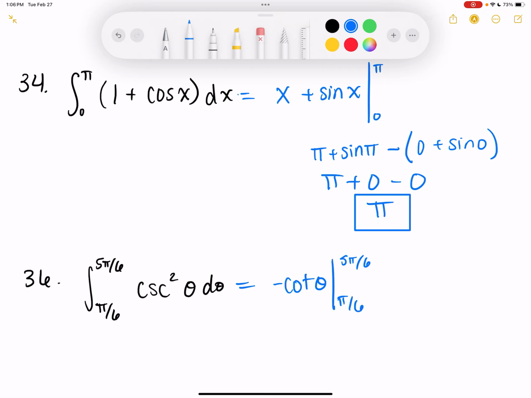Alright, minus the cotangent of theta. Nope, cotangent of 5 pi over 6, plus cotangent of pi over 6. Wait, were you supposed to put the theta there? Yeah. Ouch.